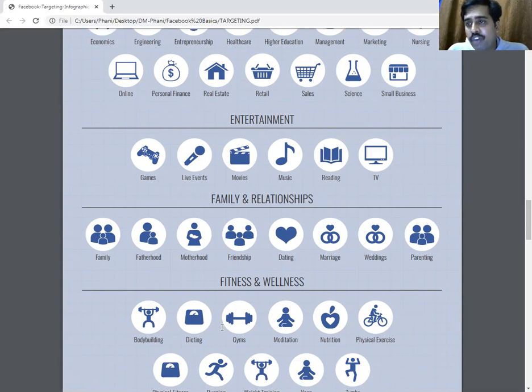So if 10 of them have 5,000 connections each, and these people are sharing it or liking it or commenting on it, their extended network will get to know about me. And in case the product that I'm trying to sell is an area of interest for them, then they might get connected to me.